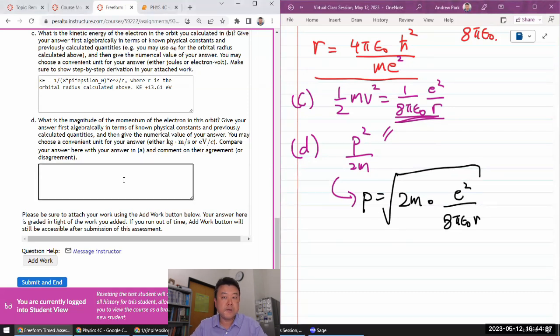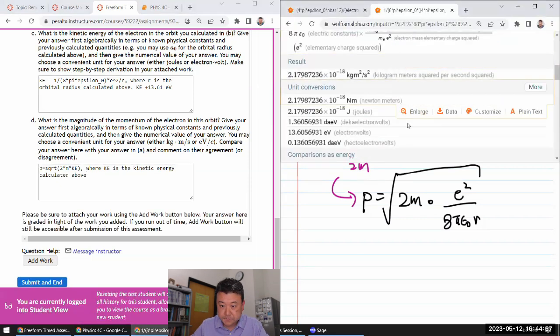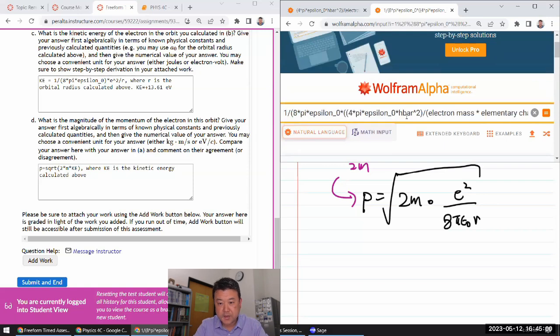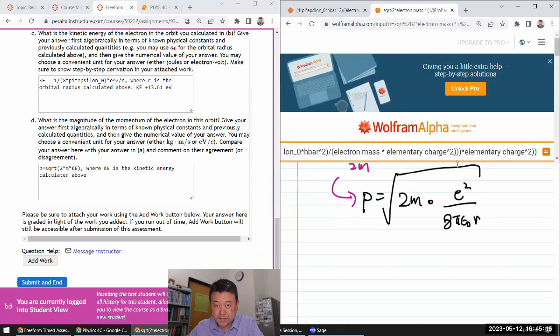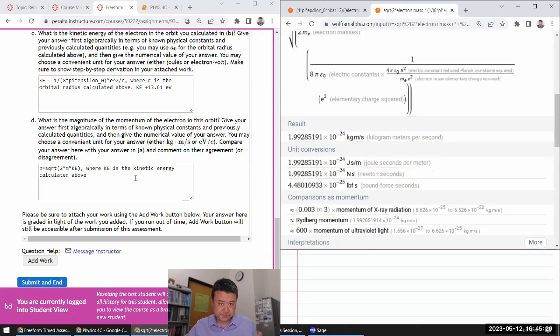So let's put it this way. p is equal to the square root of 2 times m times the kinetic energy, where the kinetic energy is the one calculated above. And I need to plug in the numbers. So 2 times electron mass times that, square root of all that. And again, if I didn't make any mistakes, it'll correctly give me something in units of kilogram meter per second. So p is equal to 1.993 times 10 to the power minus 24 kilogram meter per second.